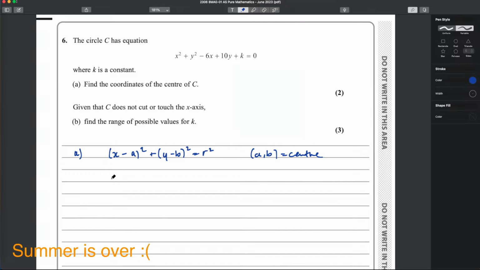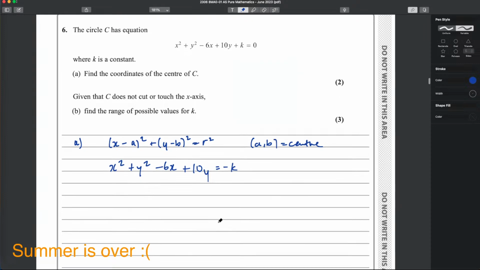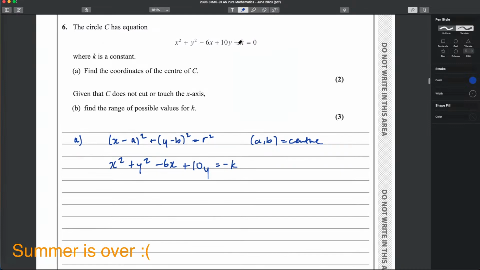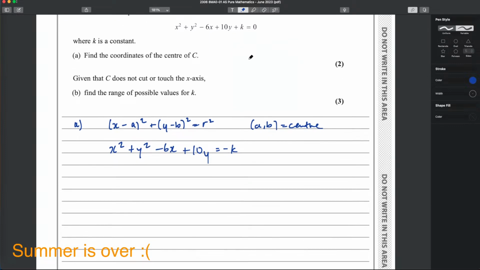So let's write the whole thing out, and let's write it as equal to negative k. So I'm guessing k is a negative, otherwise it wouldn't make much sense. No, it's not going to get complex. It's just that k is a negative number, a negative constant.